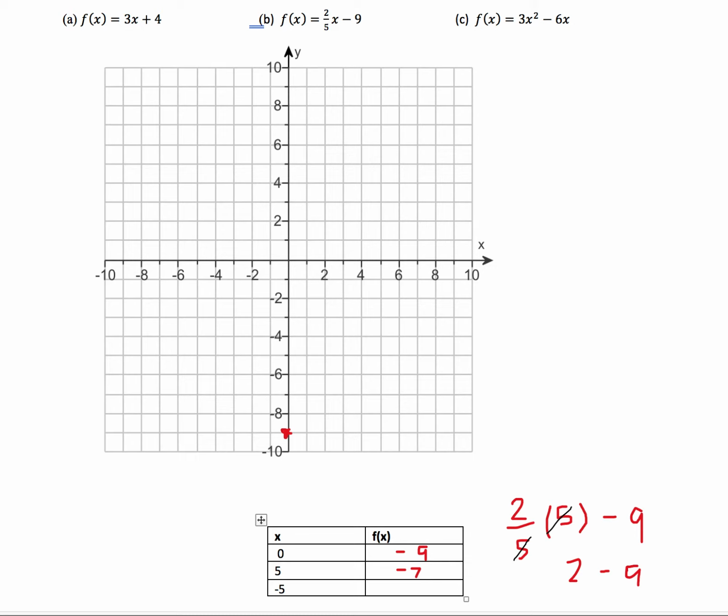Starting at the origin, our x value is 5, so we're going to go to the 5, and then we're going to go down 7. And we're going to place our point right there.